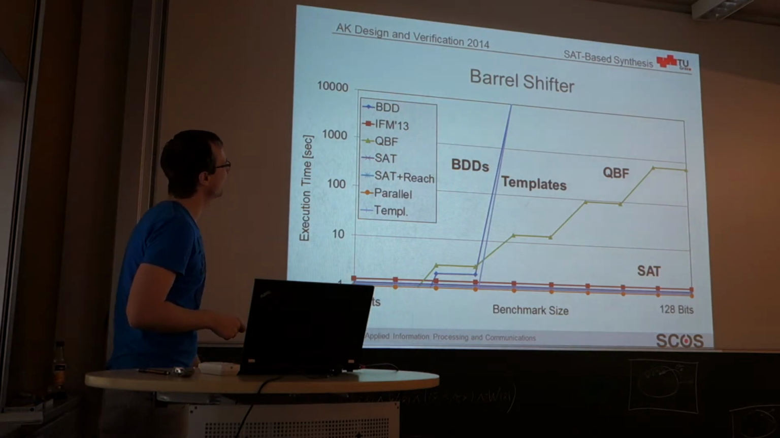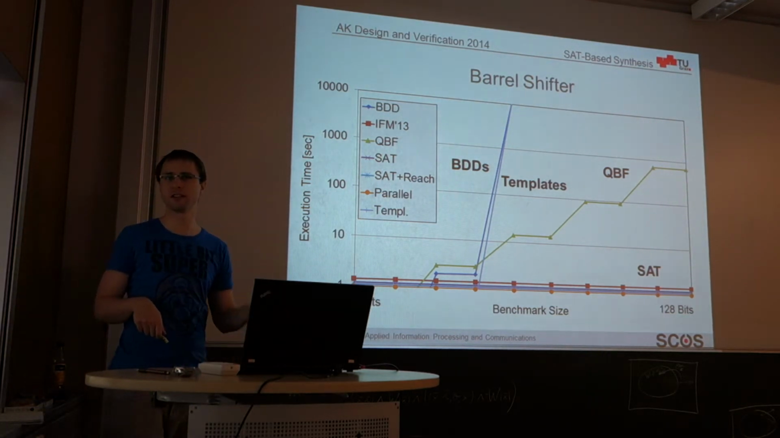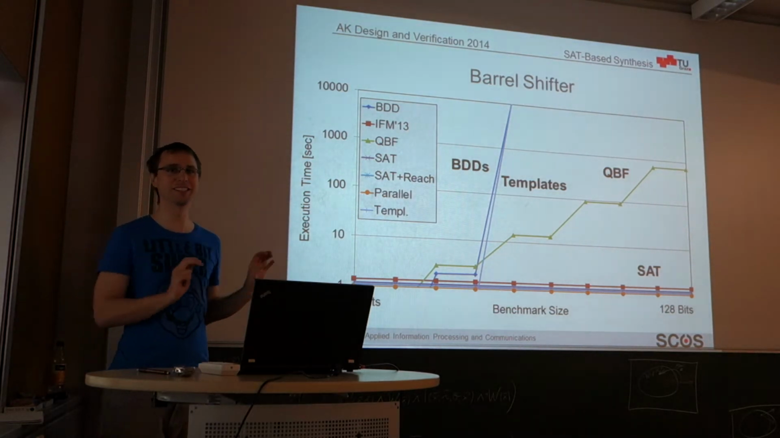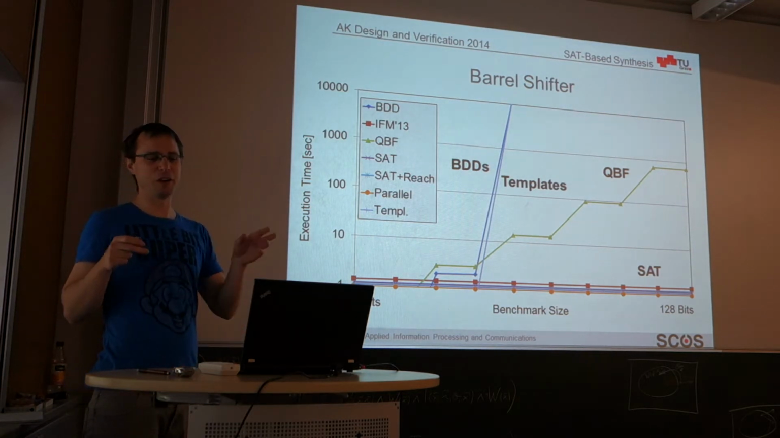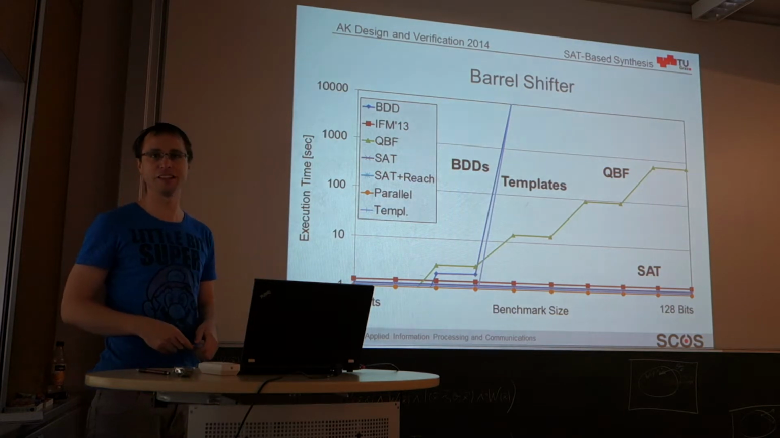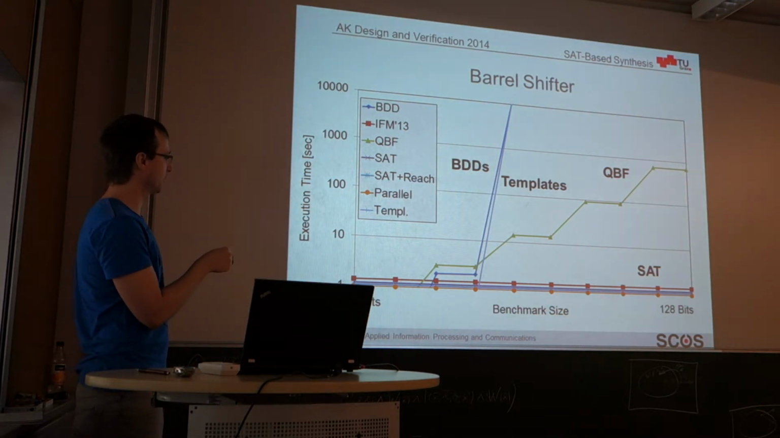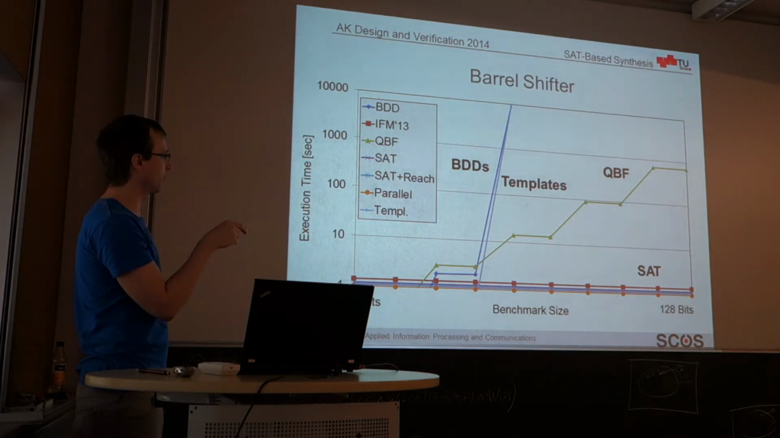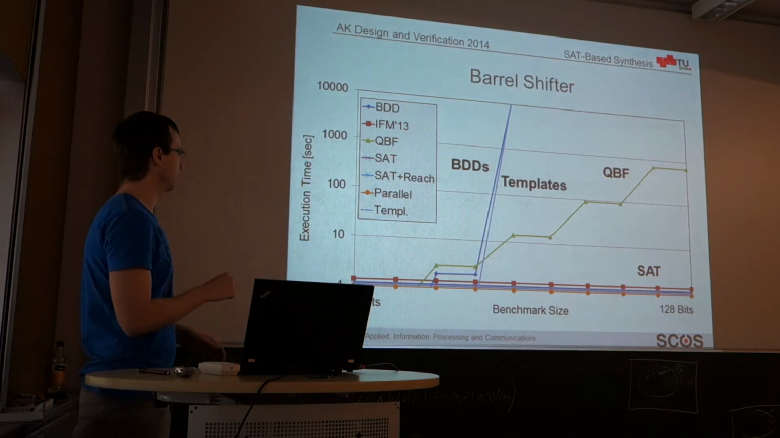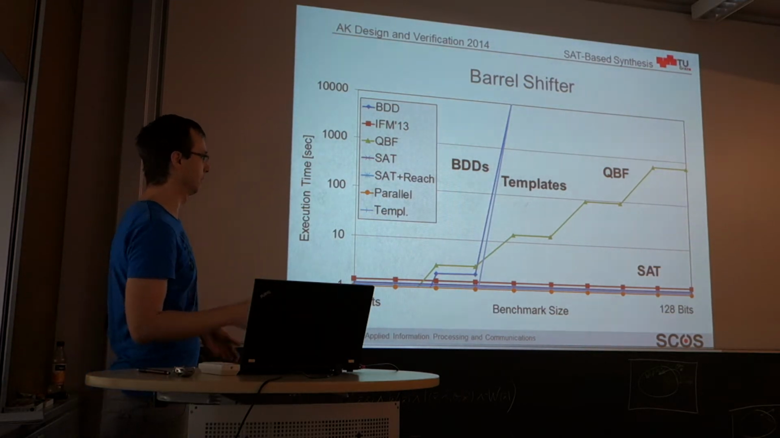This one specifies a barrel shifter, and it is well known that BDDs are not really good at solving these kinds of benchmarks. So these are very, very simple designs, but they just freak out the BDDs. They just cannot handle this. And this is also what you can see here. BDDs do not work at all. Also our template-based method kind of sucks. But the QBF-based method is much better already. And all these SAT-based methods, they just solve all these benchmarks in basically no time. Less than a second usually.